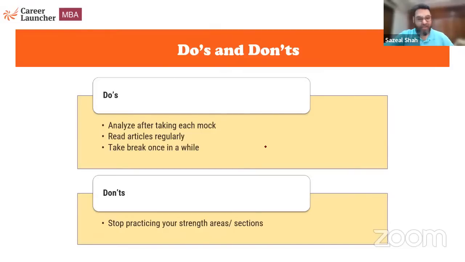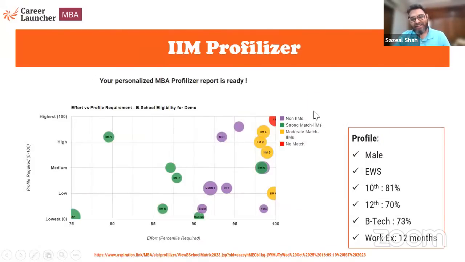Right, sir. On that note, don't stop practicing your strength areas is what I mean by that. Yeah. Right. So don't stop practicing ever. Right. So people would just read this and say, I'll stop practicing strength areas. Don't do that. Okay.